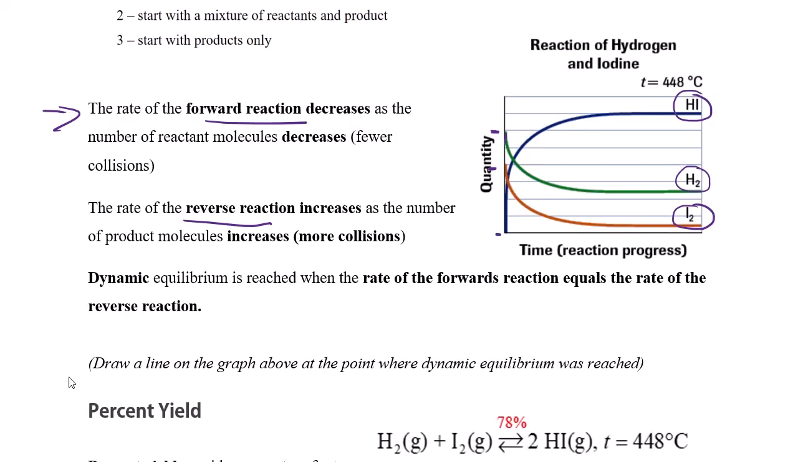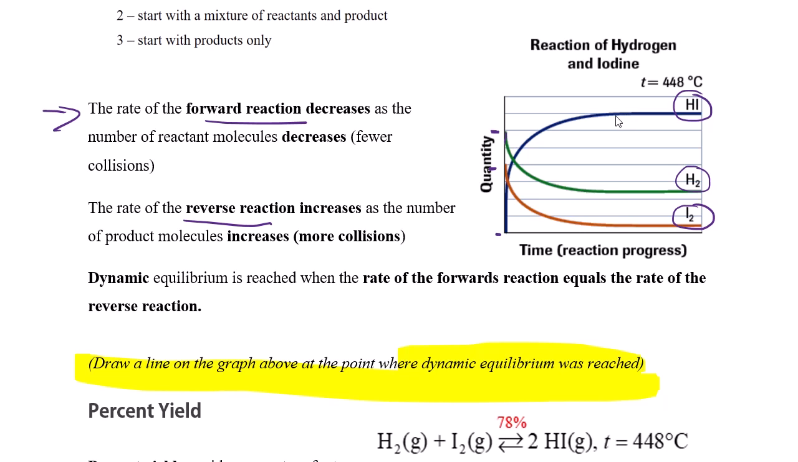So in my graph here, we could find the point where dynamic equilibrium was reached. So where was equilibrium reached here? Well, equilibrium is reached at a point where my forward rate and the reverse rate of the reactions are the same. So that means that my amount of reactant and my amount of product aren't changing.